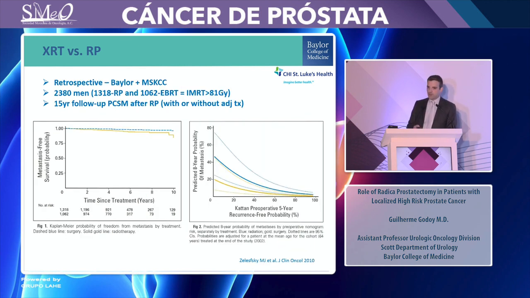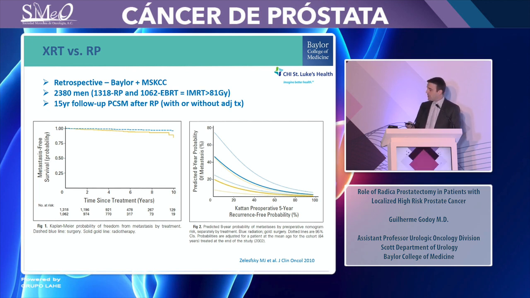This is actually one of the most controversial data. Dr. Zelefsky is the chief of radiation oncology at Memorial Sloan Kettering. He's the first author on this paper, and they published in 2010 another comparison using Baylor and Memorial Sloan Kettering surgical series versus the Memorial radiation therapy series. And you can see they used IMRT with a high dose, greater than 81 gray, on these patients. In the large series, of 2,300 men, about half of them were assigned to each group.